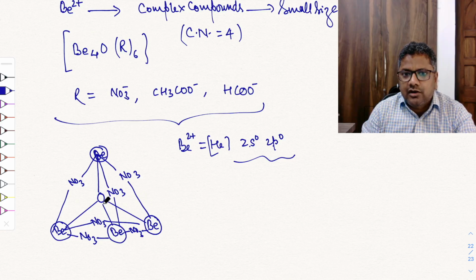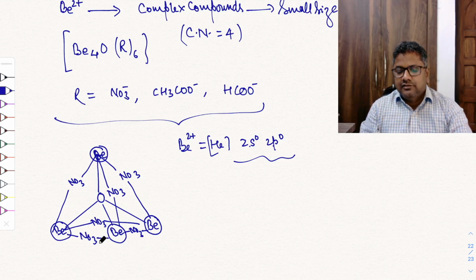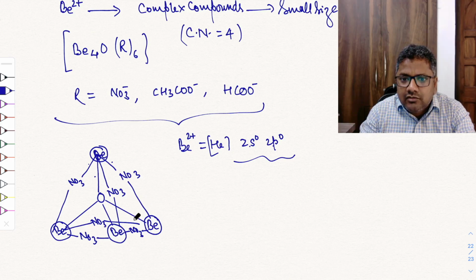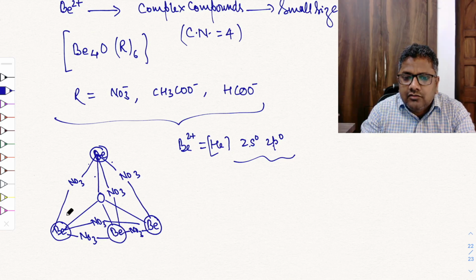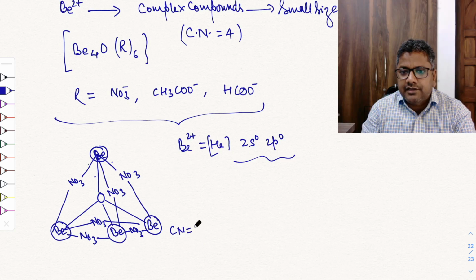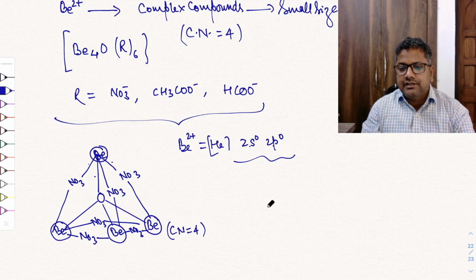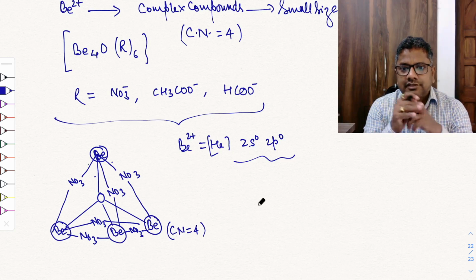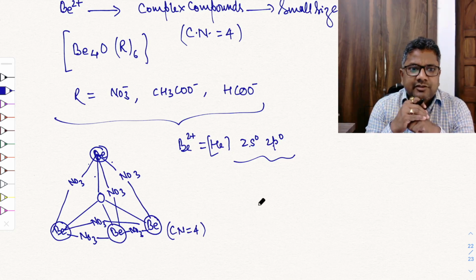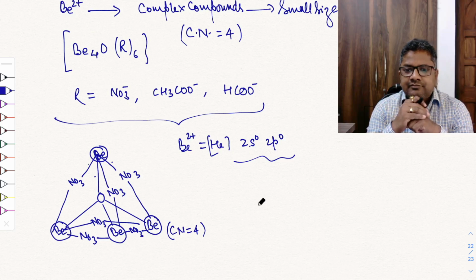So now you can check, all beryllium has coordination number 4, right? See, 1, 2, 3, 4 for each, yes. So coordination number 4, here it is balanced, right? So this is the ionic bonding here, and all complexes have a similar kind of bonding, okay?